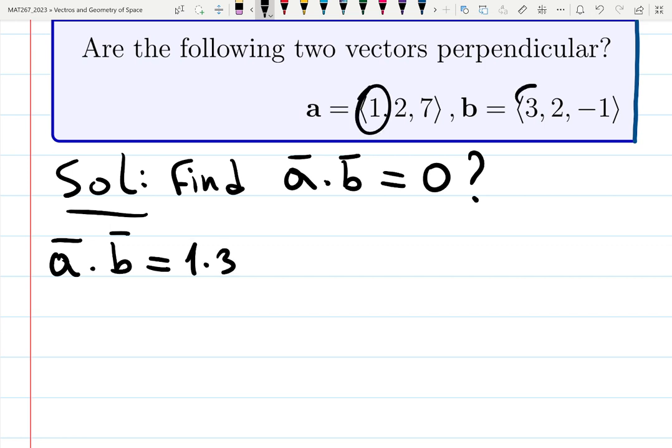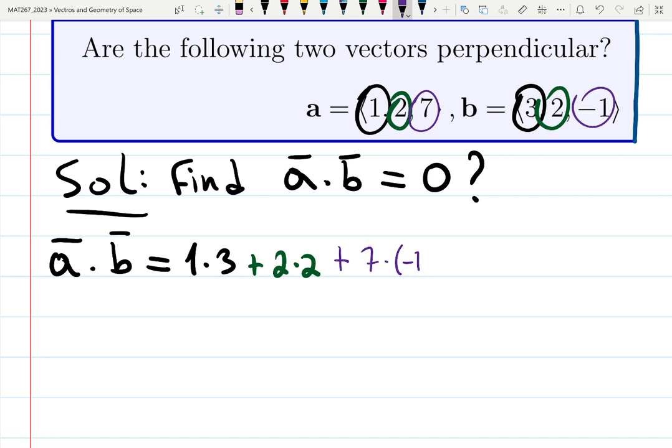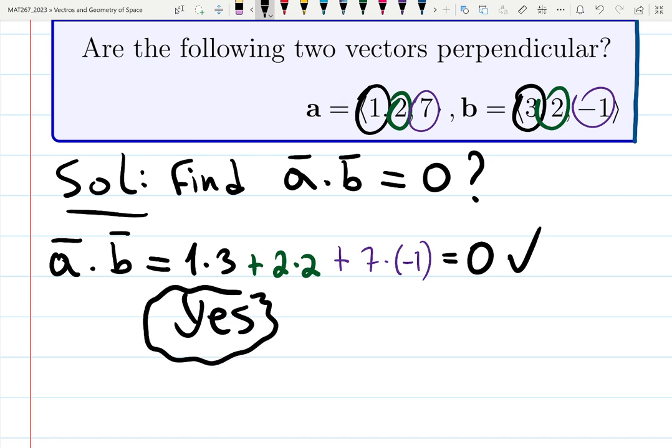So I'm multiplying corresponding components. Times 2 times 2. Plus 2 times 2. Plus 7 times minus 1. Adding together gives me 3 plus 4 minus 7. That is 0. Yes. The answer is, yeah, they are perpendicular. So that is kind of good to know.